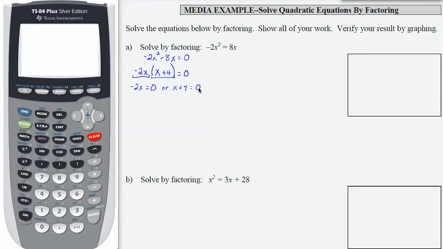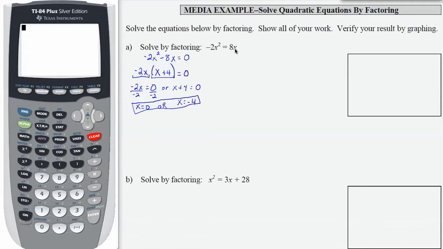If I have negative 2 times x equals 0, if I divide both sides by negative 2, I get the result that x equals 0. If I have x plus 4 equals 0, if I subtract 4 from both sides, I get a result of x equals negative 4. So I have determined two possible solutions to my quadratic equation.